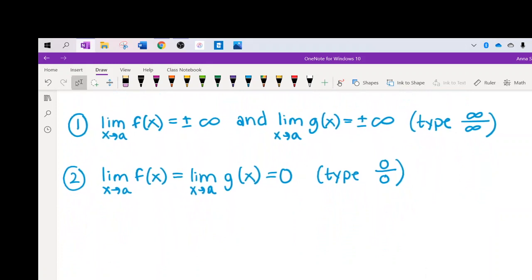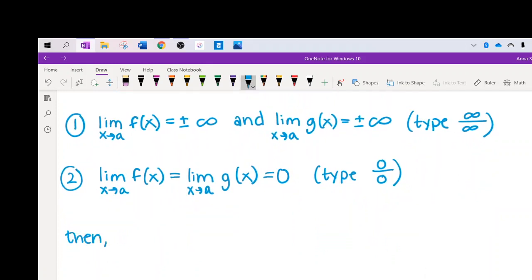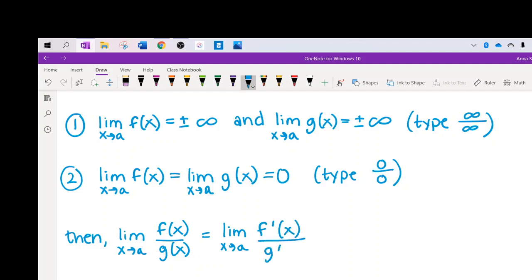So if one of those two things happens, then the limit as x approaches a of f of x over g of x is the same thing as the limit as x approaches a of f prime of x over g prime of x. Basically, what this rule says is that rather than taking the limit of the original two functions in a fraction, you can instead take the limit of their derivatives in a fraction. And one thing I mentioned in yesterday's video that I want to point out again is that you're not using the quotient rule here.